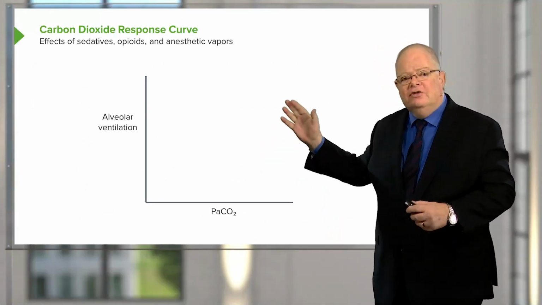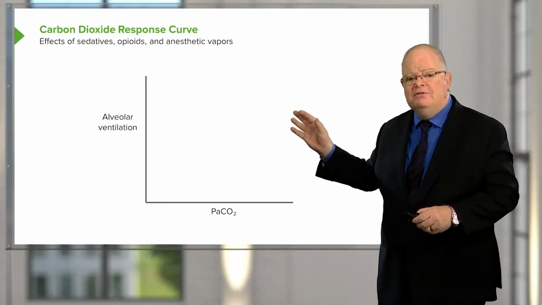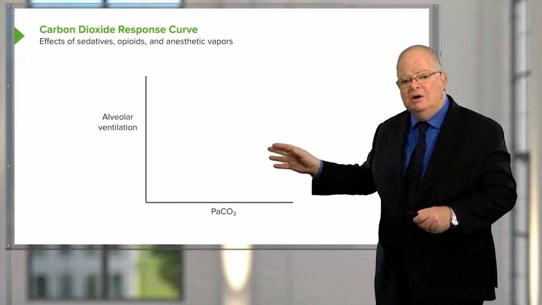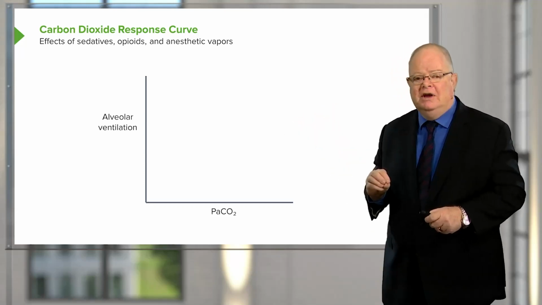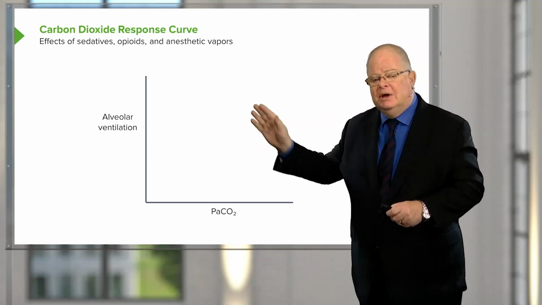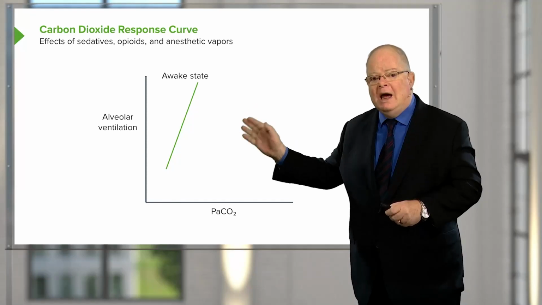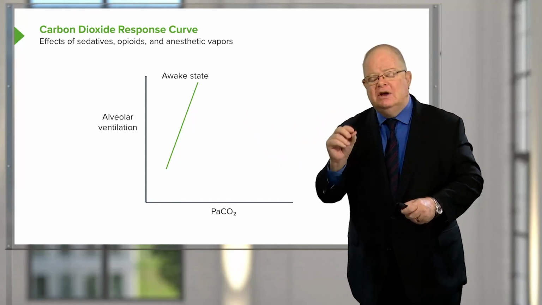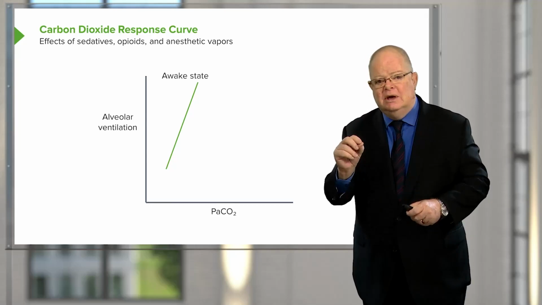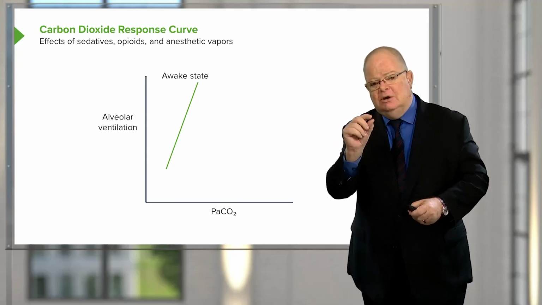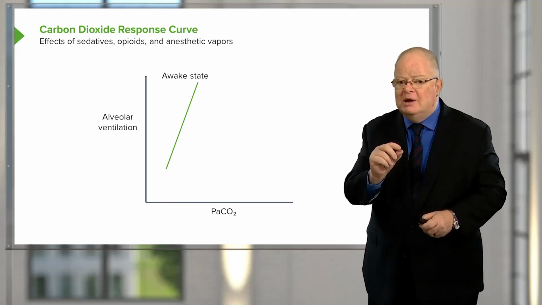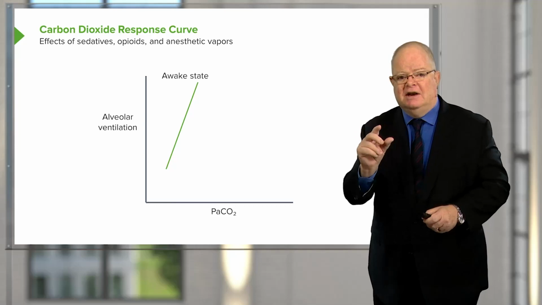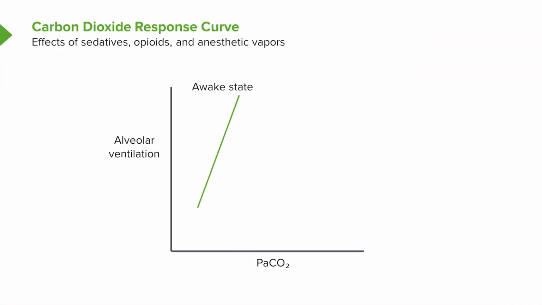So this slide is to try to indicate to you the different effects that drugs have upon oxygen or carbon dioxide stimulation of breathing at the respiratory center. The first line shows what happens if there's a slight increase in arterial CO2 in a normal person who's awake. You can see that even a very minor change in PCO2 results in a marked increase in minute ventilation as we try to blow off the CO2 and improve breathing levels.